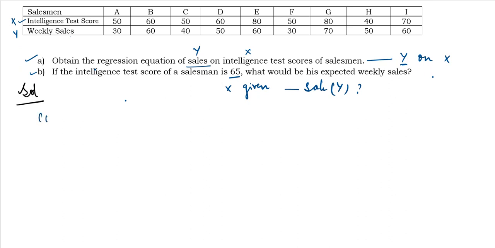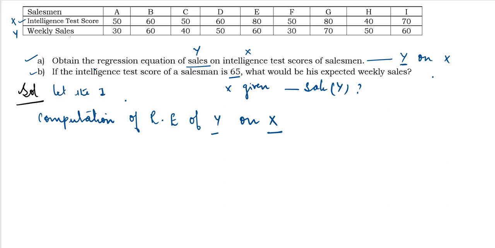ठीक है, क्या लिखेंगे आप? Computation of regression equation, मैं शॉर्टकट लिख देती हूँ, regression equation of y on x. What is y? Y is weekly sales and x is your intelligence test score. So first of all you have to mention that let the intelligence test score be x and weekly sales be y. ये आपको mention करना है without fail. Okay, this you have to mention.